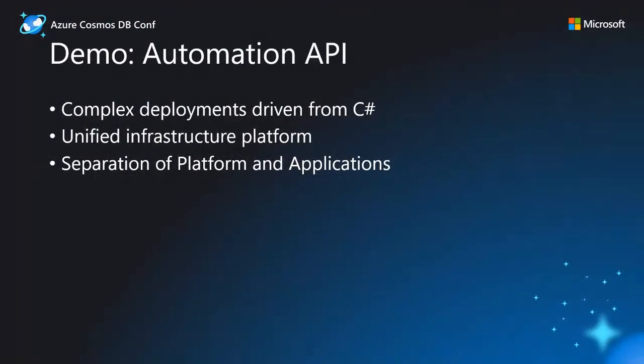Last very quick demo for the 2 minutes that I have left is Automation API. The demo I showed you before was using our CLI, so the Pulumi CLI. You have to go to PowerShell or another CLI and run our command, pulumi. What you can do instead is to drive the complete deployment from your C# program, like in this case.